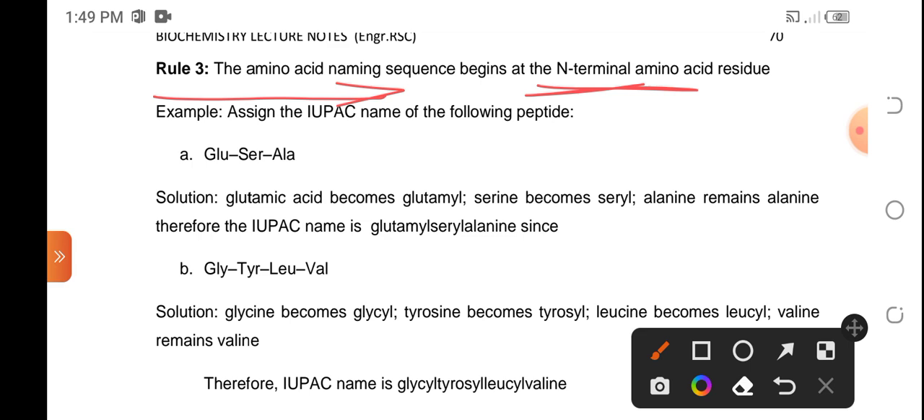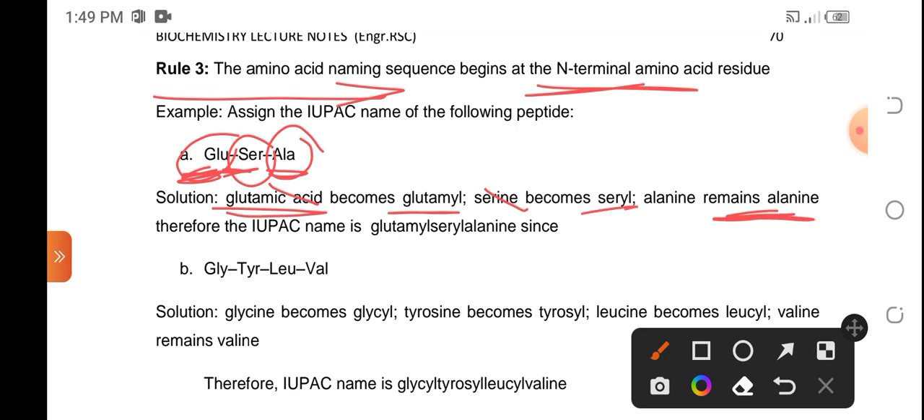So, say for example, we have here glutamic acid, and then we have serine and alanine. Okay, so paano natin to papangalanan? Of course, sabi natin kanina, rule number 1, the alanine will retain its name. So, retain si alanine. Si glutamic acid, we drop the IC acid and we add the YL. Hindi siya kasama dun sa exemption, so it will become glutamyl. Serine will drop the INE and become cereal.